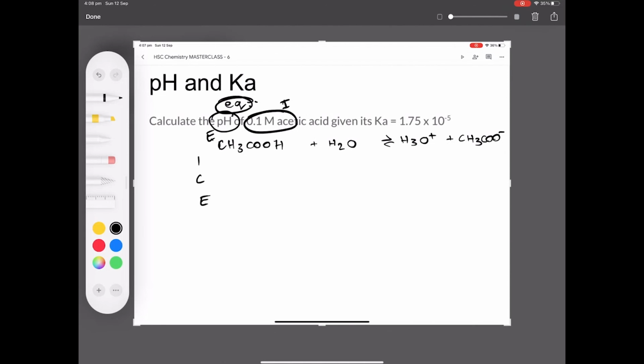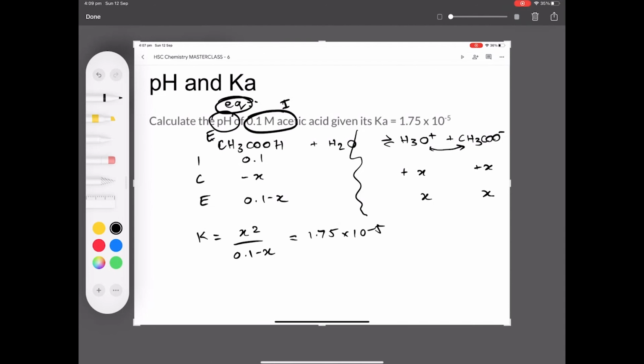But some of you might overlook it, because you know to do it and you speed through it. So you can quite literally say, well, we know that initially it was 0.1 and it would have decreased by x, so obviously it's 0.1 minus x. We don't care about the water, and we know that these concentrations are equal and they're both going to increase by x. So you kind of don't need to do an ice table if you've seen enough of these questions. And you can say what Shashanth mentioned, which is K is x squared divided by 0.1 minus x, and that's 1.75 times 10 to the power negative 5. And you solve for x.